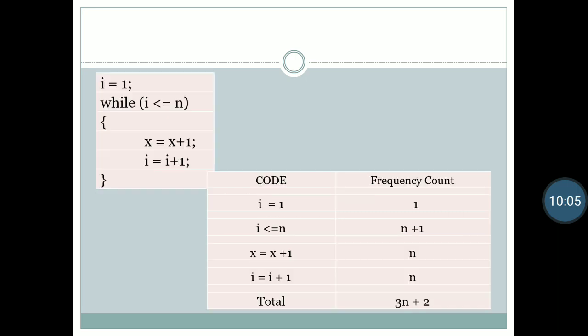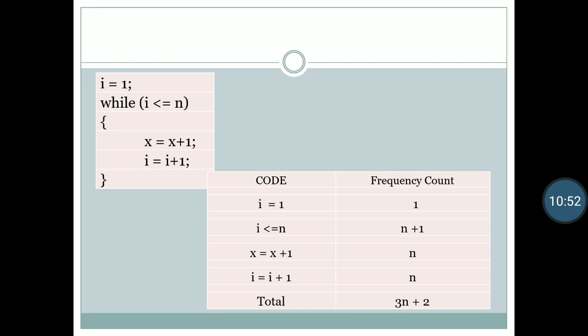Let's take another example. Here in this example, we have a code in which i is equal to 1. Then there is a while loop. The while loop's condition is i less than or equal to n. And in that loop, we have two different statements: x is equal to x plus 1 and second i is equal to i plus 1. So for measuring frequency count for this example, i is equal to 1 will be executed only and only one time in this program. So frequency count for i is equal to 1 is 1.